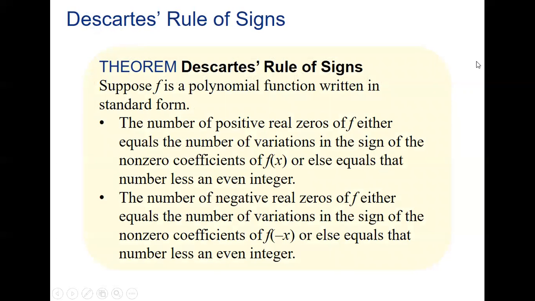All right, so this really smart person says that suppose that f is a polynomial function written in standard form. The number of positive real zeros of f either equals the number of variations in the sign, and by variation it means you go from positive, from subtracting to adding, or else equals that number less an even integer. Or else the number of negative real zeros of f either equals the number of variations in the sign of the non-zero coefficients of f of negative x, or else equals that number less an even integer. It's better to just see it.